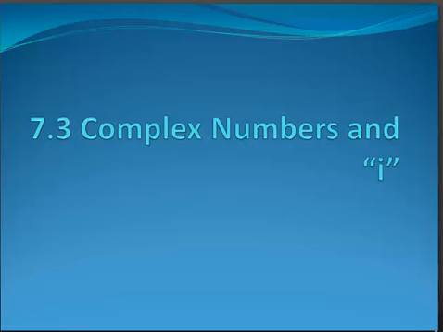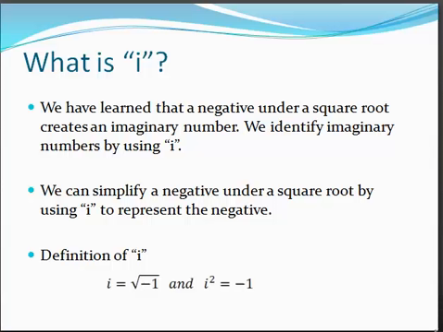Okay, today we're going to talk about 7.3 complex numbers and i. Complex numbers are a specific type of number and it has a definition to it, and so does i, which is imaginary. So what is i? We've learned that a negative under a square root creates an imaginary number. We learned that when we talked about the discriminant.